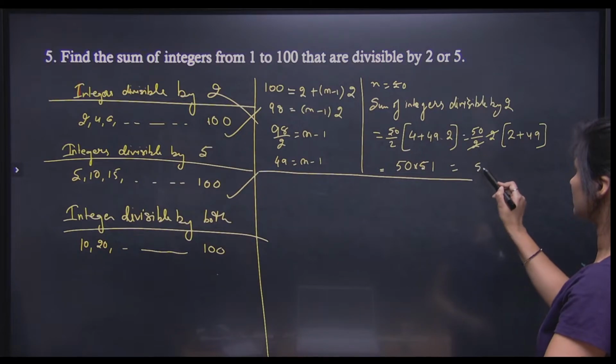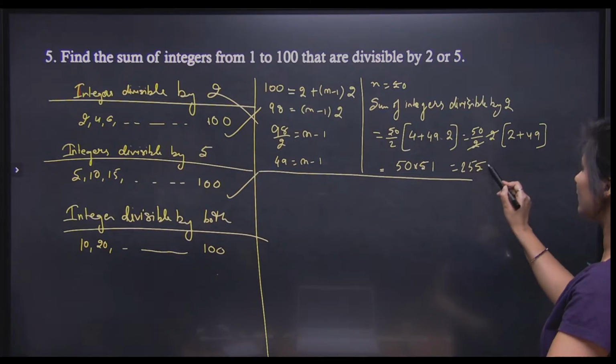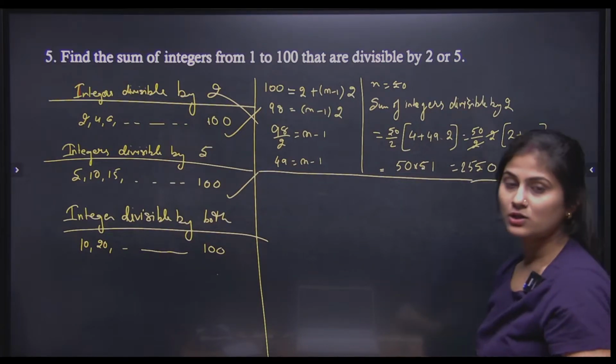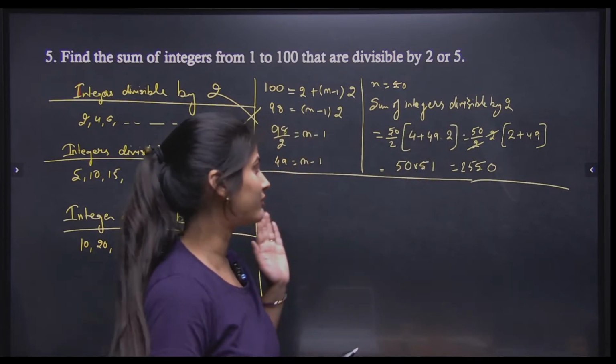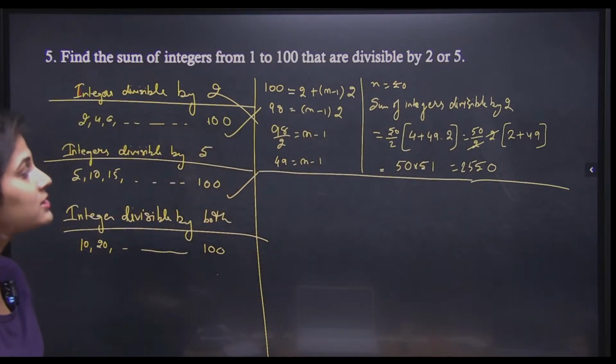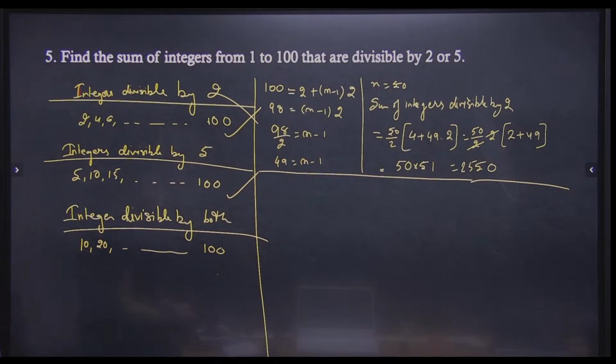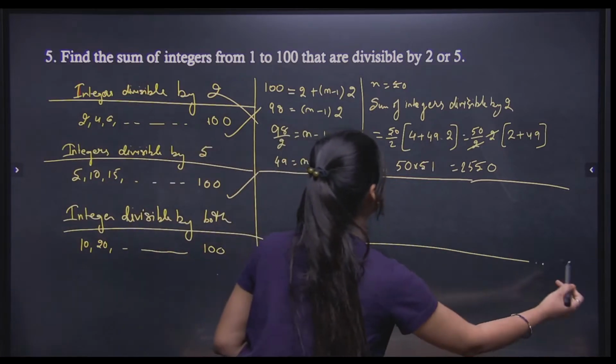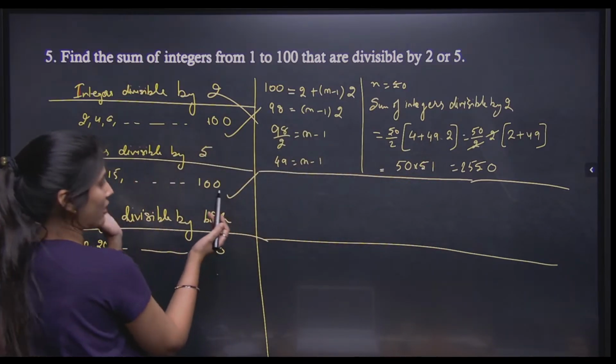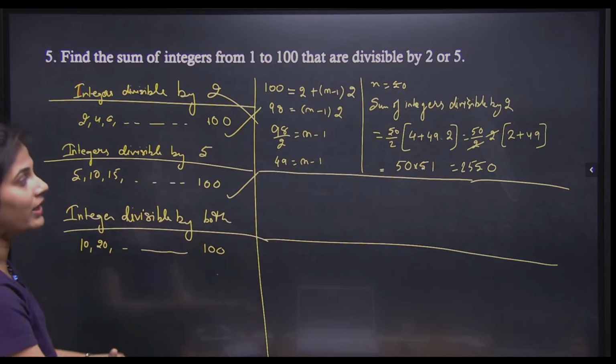Okay, it is 2550. So this is the first part. We have calculated the sum of integers divisible by 2. And then we have to find integers divisible by 5. So again we will do the same thing in the same pattern. First of all, we have to find the number of terms to find the sum.